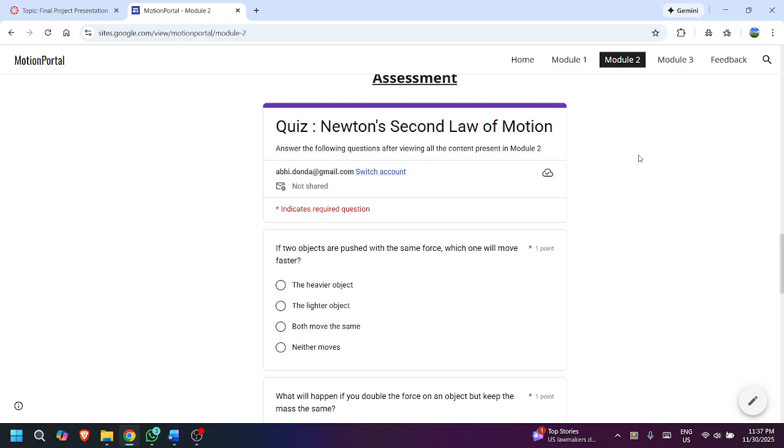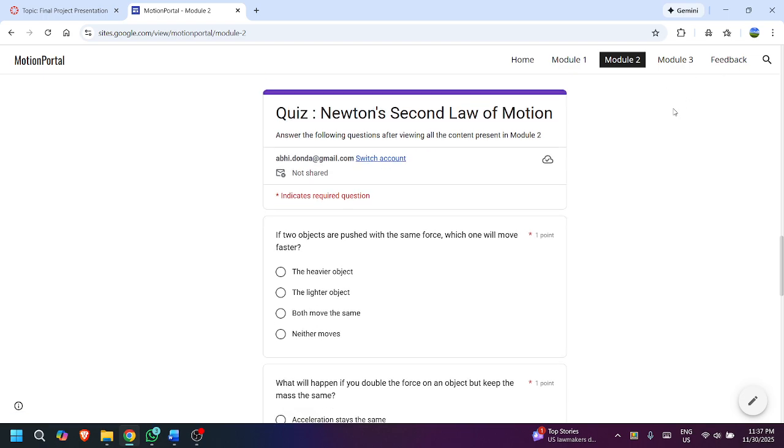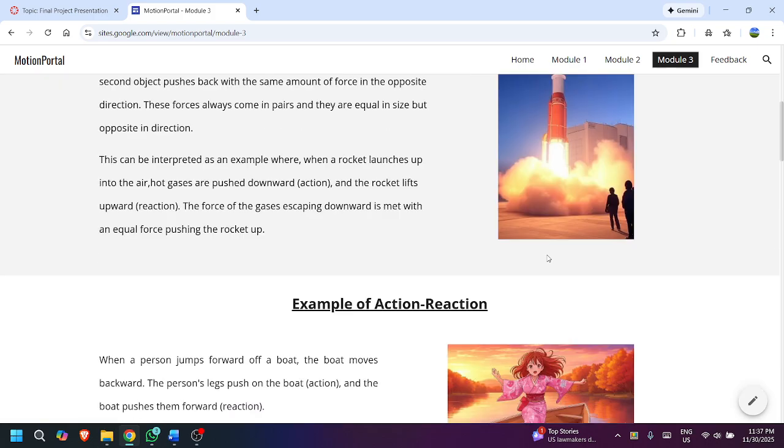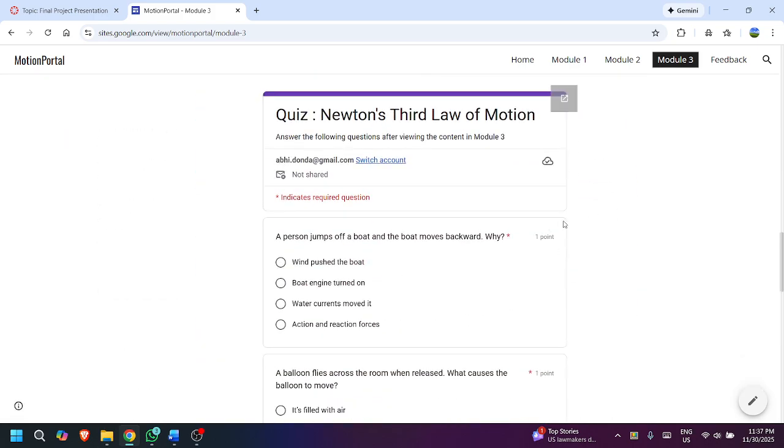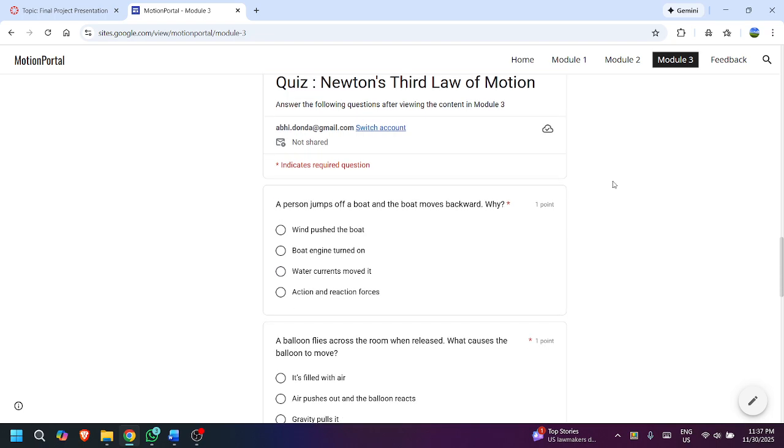So here is the assessment module. At the end of each module there is an assessment at the bottom, which tests the user based on what they have learned in the overall module. And the questions are cleverly crafted so that they cover all the bases, and give an overall idea about what the student has learned so far.